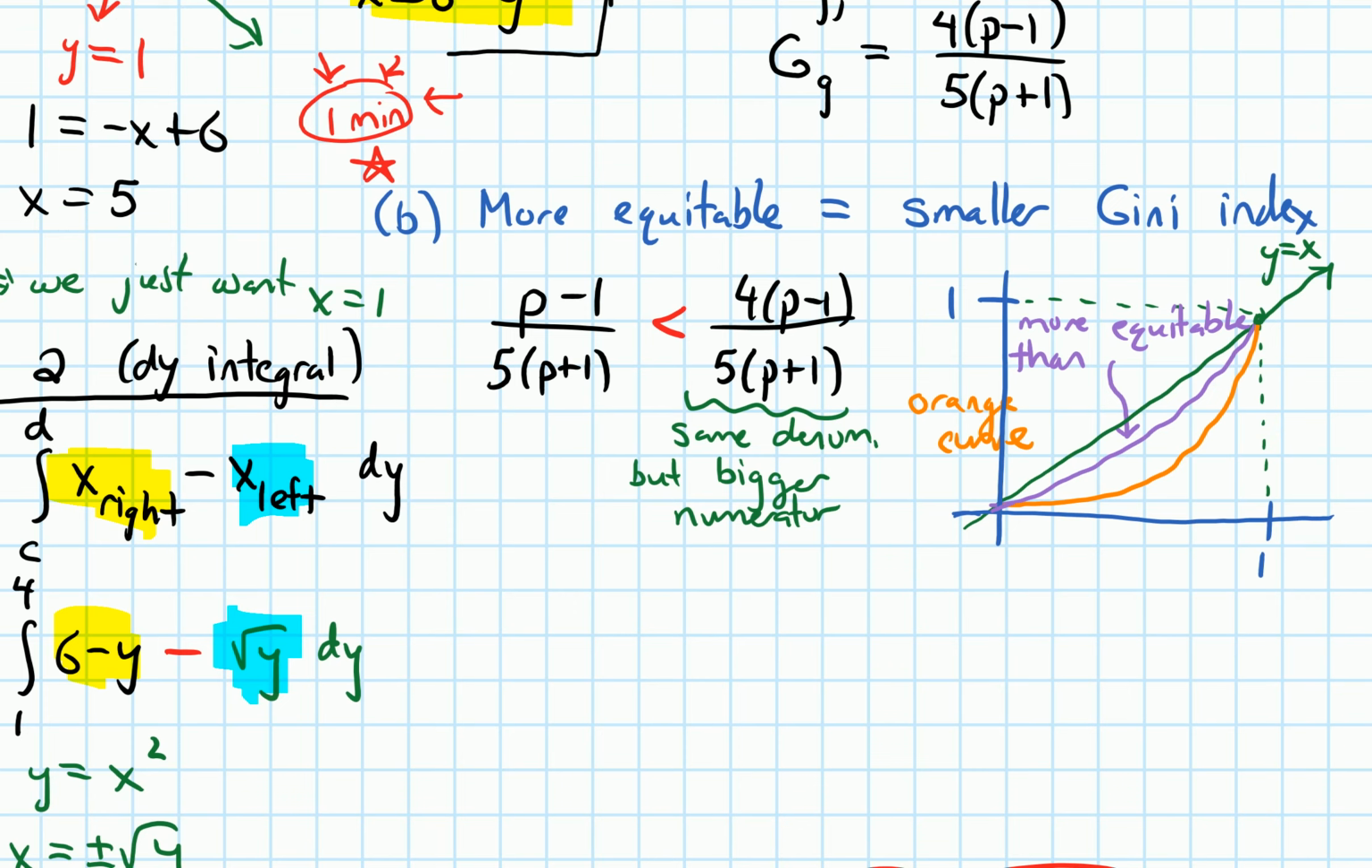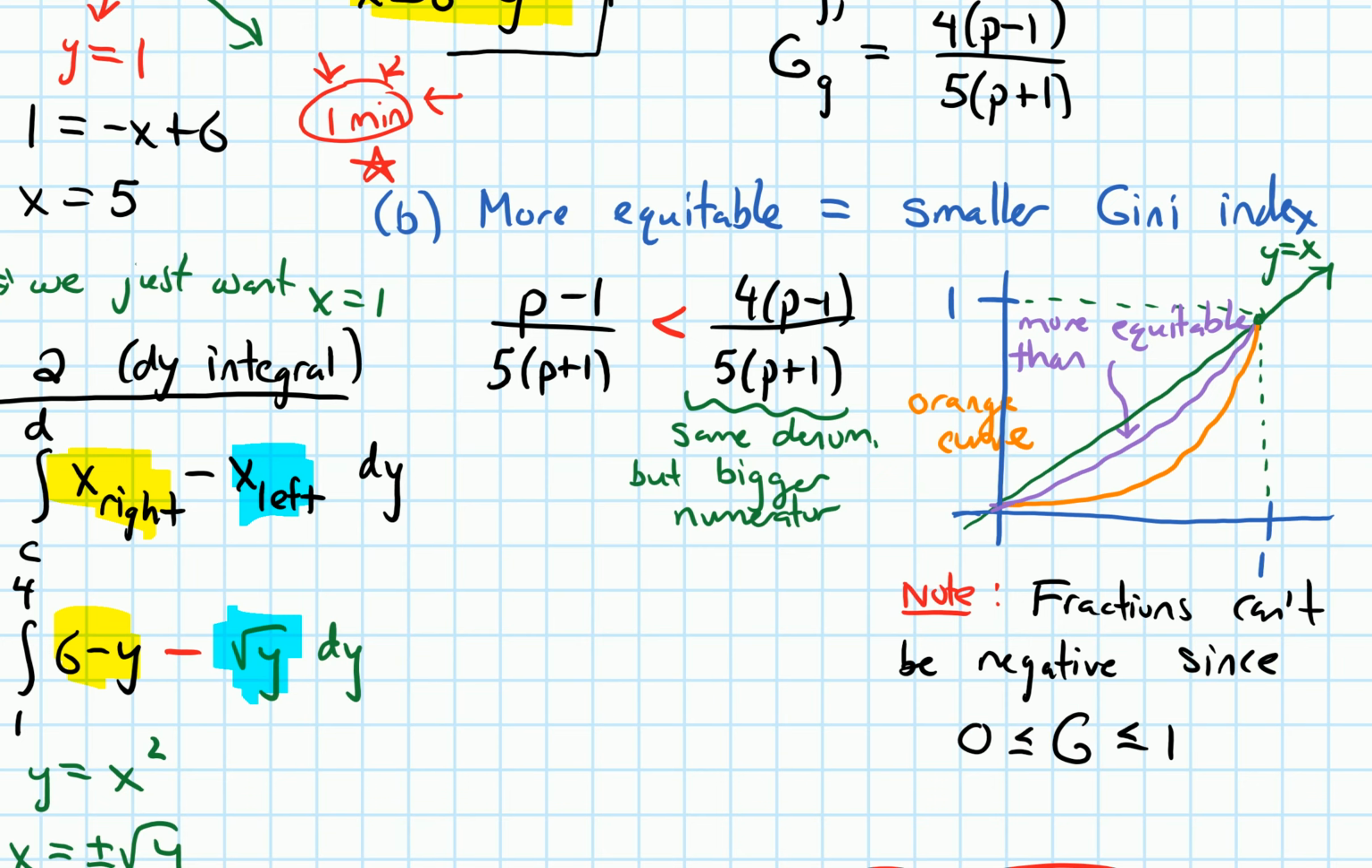One thing that I want to note about that is, it would actually be flipped if these fractions were negative quantities. Having a bigger numerator when your whole thing is negative gives you a smaller number. But in this case, our fractions can't be negative, since a Gini index is supposed to be non-negative. It's in between 0 and 1. So I don't need to worry about that. I'm just going to put this in a bubble. But I did want to point that out.